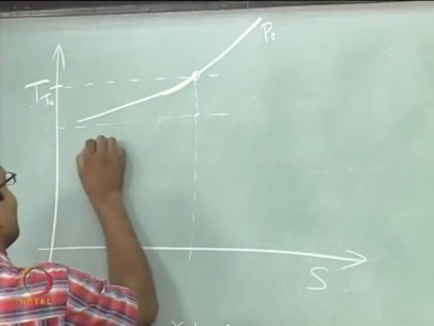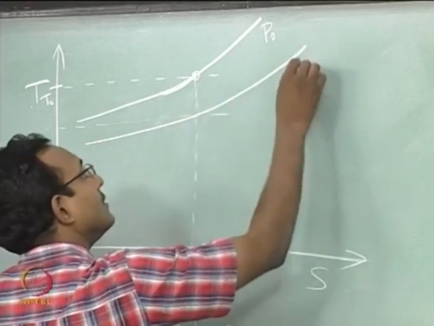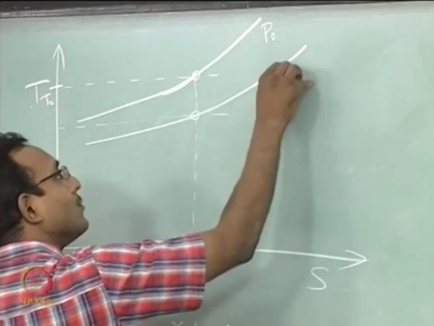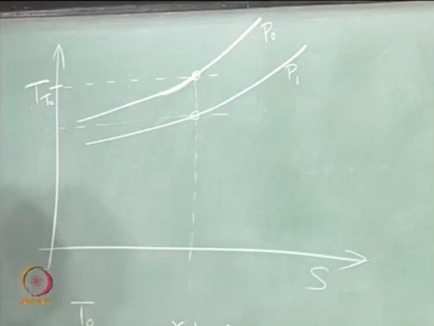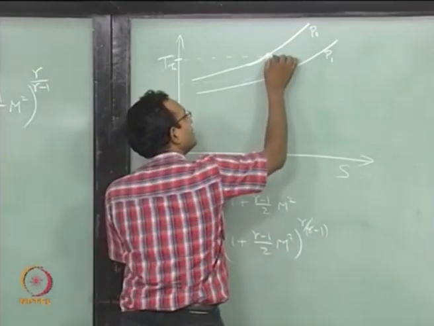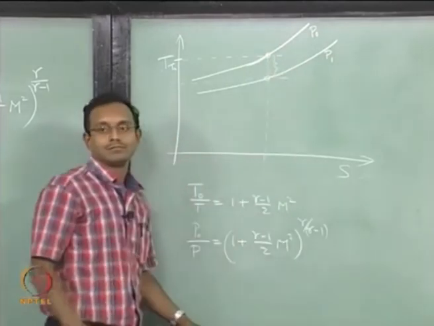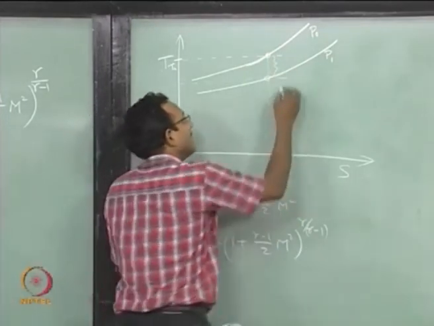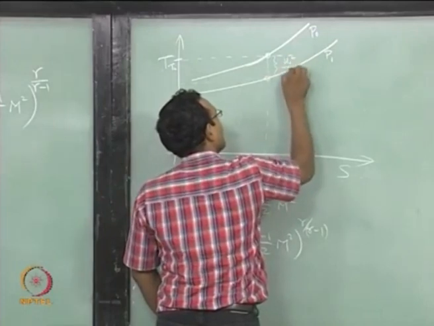Now I will say this will be my new pressure, whatever this value, let us say we call it P1, and I can find the value. And what is this value equal to? That will be your U1 square by 2 Cp.